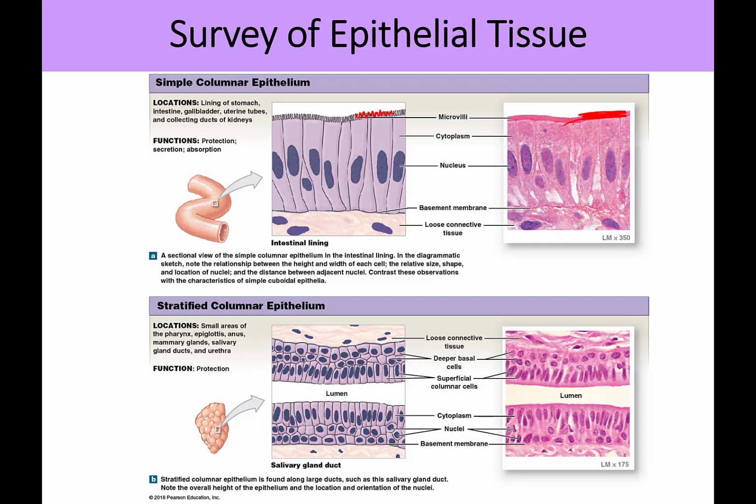Stratified columnar epithelial tissues are multiple layers of tall cells. So if you see here, here's the lumen, right? This here's the apical surface. Down here is the basement membrane. Here's one layer, and down here is another layer. So you only look at the top layer. In this case, they are tall, as you can see. So they are stratified columnar epithelial tissue.